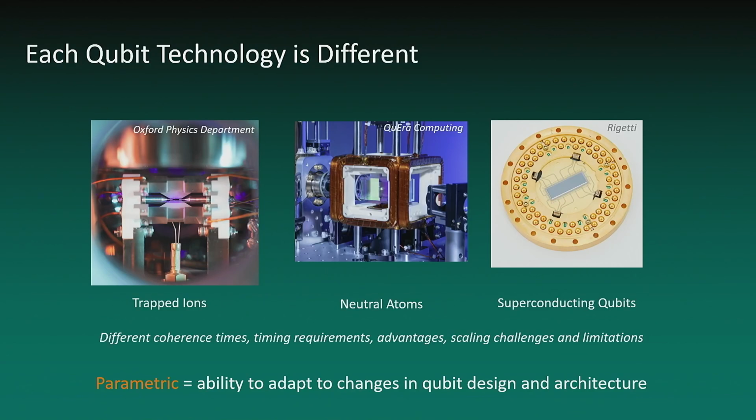On top of that, each qubit technology is inherently different. I have some examples of qubit technologies here. It's not the complete list. We know there's a lot in the industry. But for each qubit technology, we see different advantages and different limitations. There's coherence times, timing requirements are different, the scaling challenges and limitations differ. So for that reason, we need something that I'm calling a parametric control system. Such a system would be able to not only adapt to different technologies, but could also develop as different architectures and qubit technologies arise and be able to adapt to such modifications and advances in the industry.